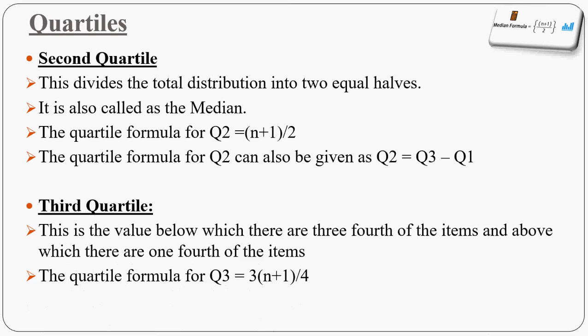The third quartile is the value below which there are 3/4 of the items and above which there are 1/4 of the items. So the quartile formula for Q3 is equal to 3 times n plus 1 by 4th item. So this is how we need to calculate quartiles.